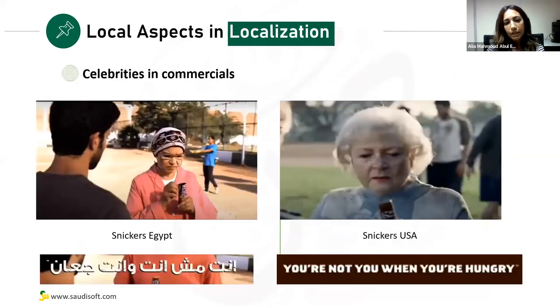Another way of including local aspects in your localization work is hiring celebrities to engage with your product or your service. In this example below, you can see the chocolate brand Snickers. It has opted to include celebrities in their branding in Egypt. They used Betty White when they aired their commercial in the US, but used an Egyptian celebrity when localizing their commercial for Egypt.